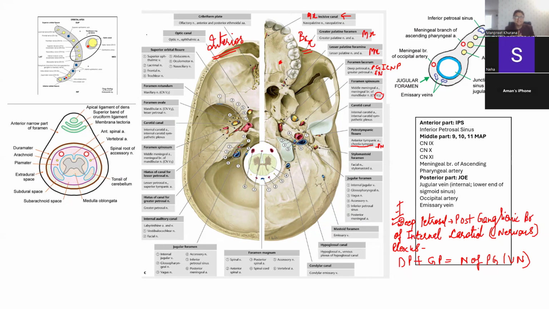Internal carotid artery and internal carotid plexus. Very nice. Okay. Stylomastoid foramen: facial nerve and stylomastoid artery. You can read it, yeah, as well, right?